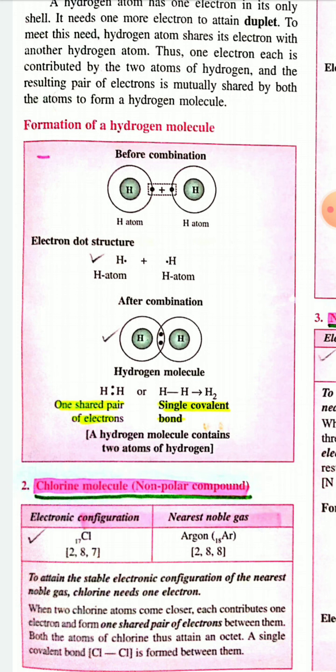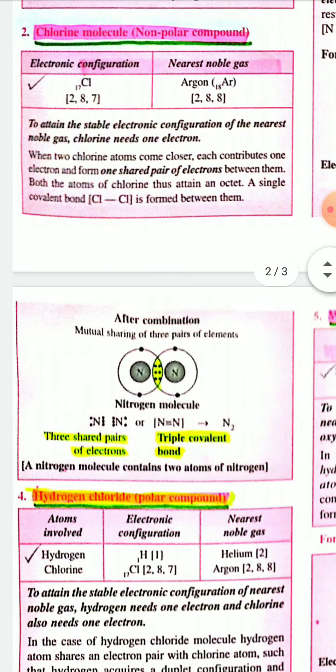It is also given in the electron dot structure. You can see in the hydrogen molecule, both hydrogen atoms share one electron to form one pair of electrons, and that's why in the hydrogen molecule both the hydrogen atoms are joined by a single covalent bond, that is H single bond H. Okay.